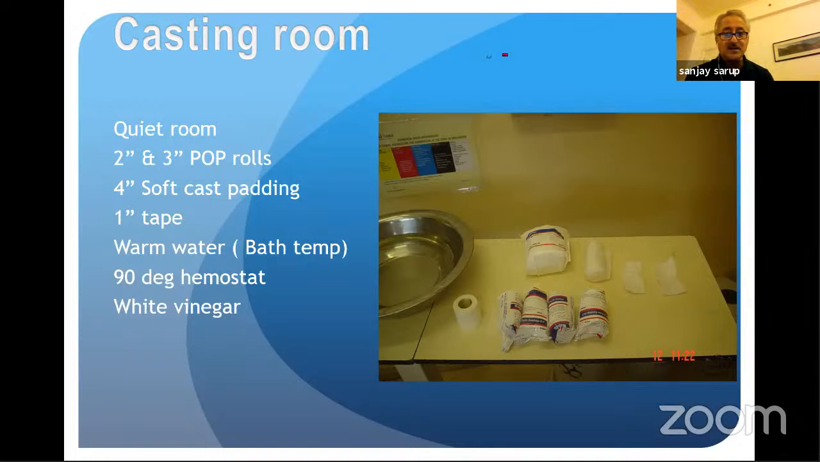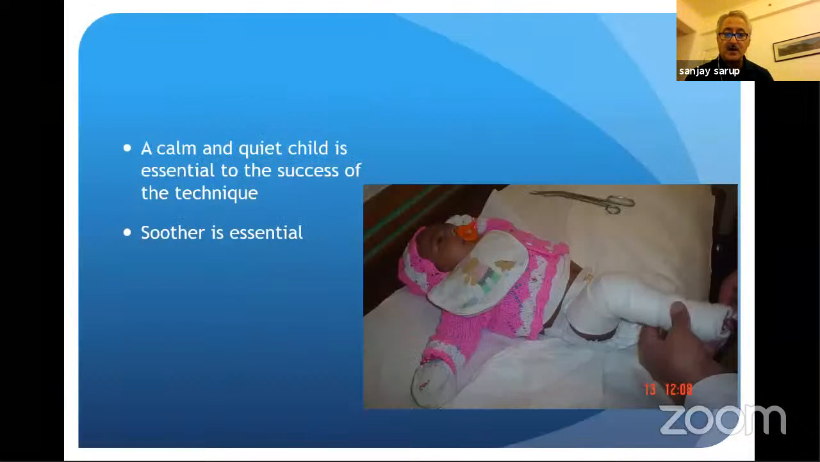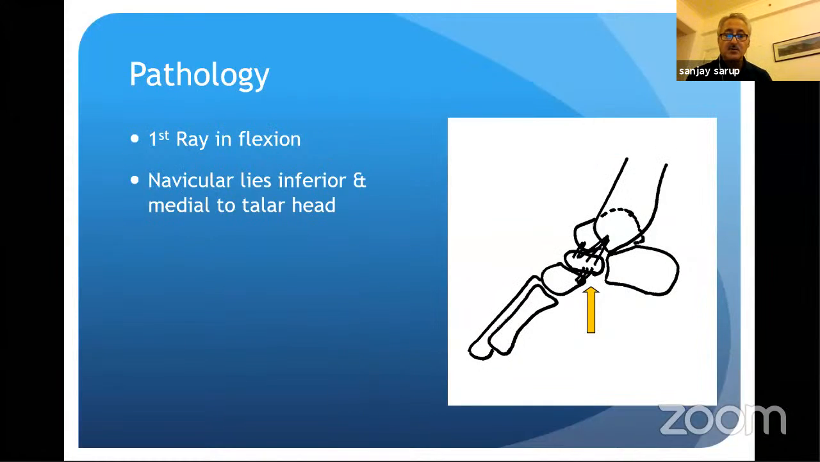We'd never use cutters with babies because cutters make an awful lot of noise and they can frighten the hell out of the kid, and sometimes it can cause burns also. So a calm and quiet child is essential to the success of the technique. We always use a soother, so the baby is quiet and we can apply the plaster, as you can see here. So the first ray is always in flexion. As you can see, the navicular lies inferior to the head of the talus and it lies medial to it.